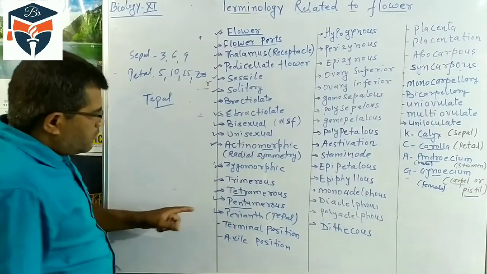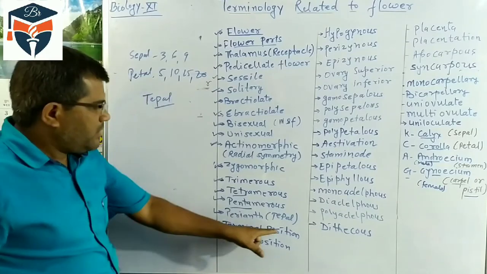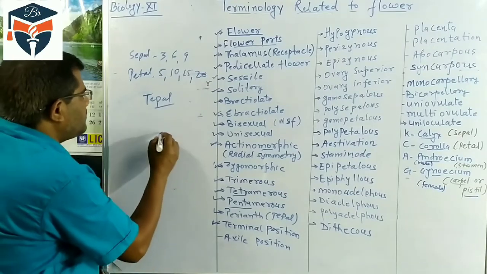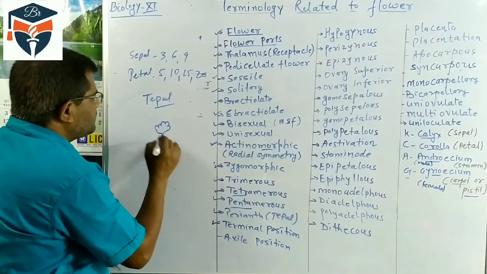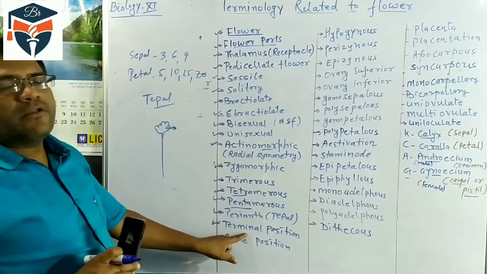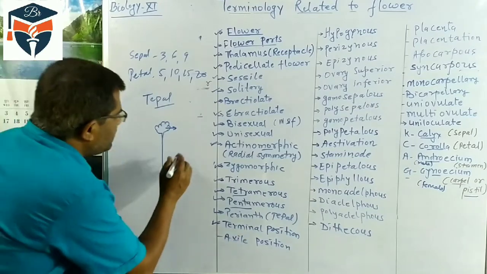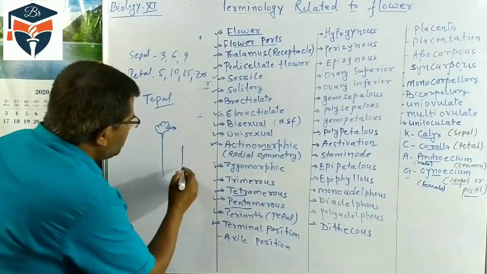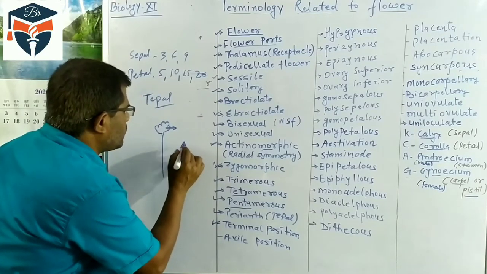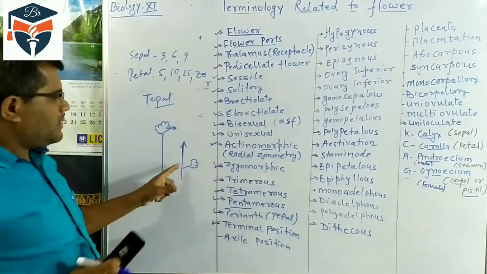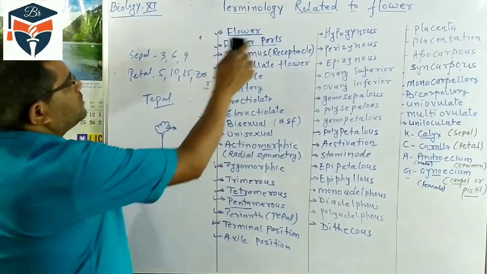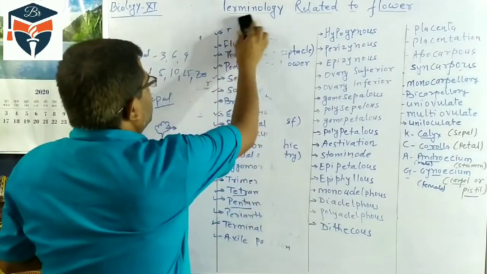Another is the position of the flower, either terminal flower or axillary flower. Suppose this is the one main branch, and on this main branch the flowers arise. If flowers come from the main apex region, it is called the terminal position of the flower. But if it is a branch and the flower comes from this side, when the axis continues to grow and the flower arises from the lateral side, this position is called the axillary position. So these are some specific terms regarding the flower.